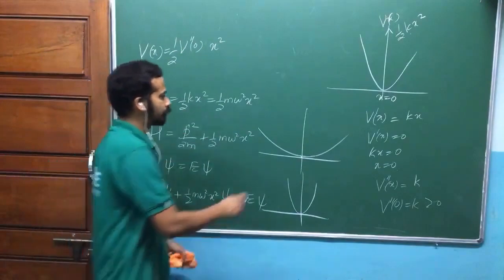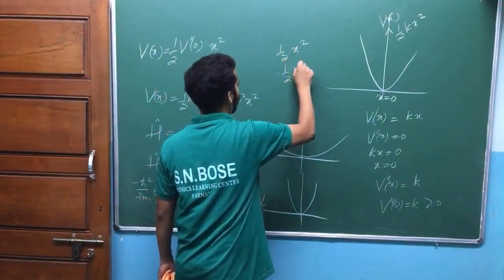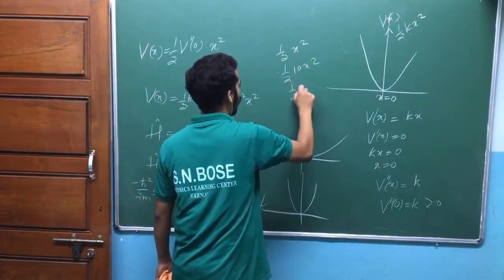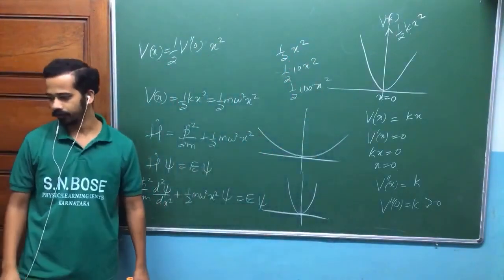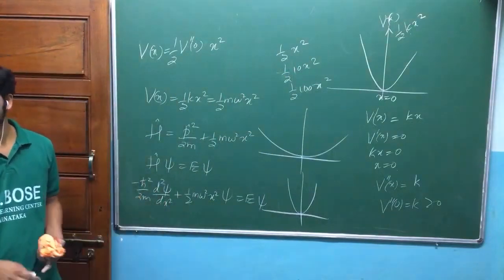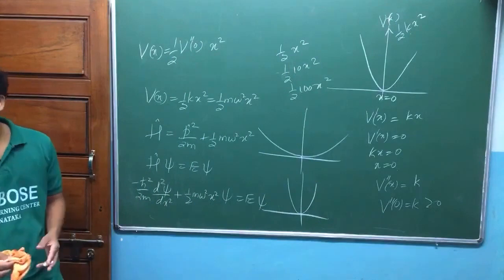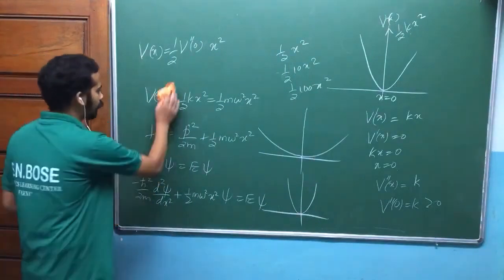Try to plot that one. So try to plot half x square, half 10x square, half 100x square. Try to plot this one, you will understand how it varies and what is the role of it. Is that okay? I hope you have gone through the maxima minima concept, the application of derivative.